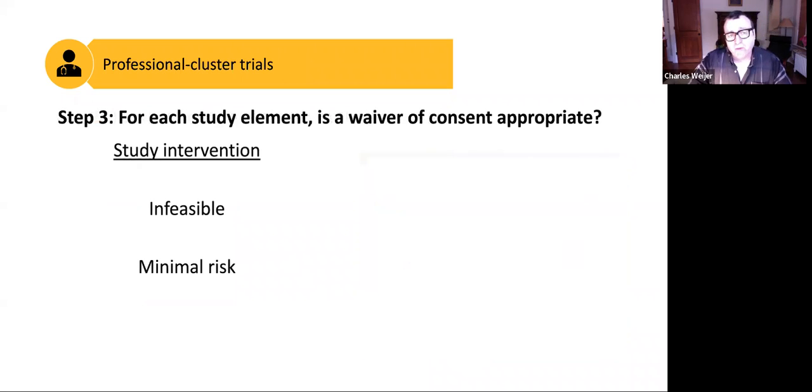So for each study element, is a waiver of consent appropriate? While health provider consent is often straightforward, so it's often the case that the consent of a health provider is required in a professional cluster trial, in this case, it ends up being a little more complicated because the intervention is delivered to an interdisciplinary team as a whole. So the intervention included developing action plans to improve the quality of care provided by the team, and each cardiac rehabilitation team member was able to assign action plan items to any other team member.